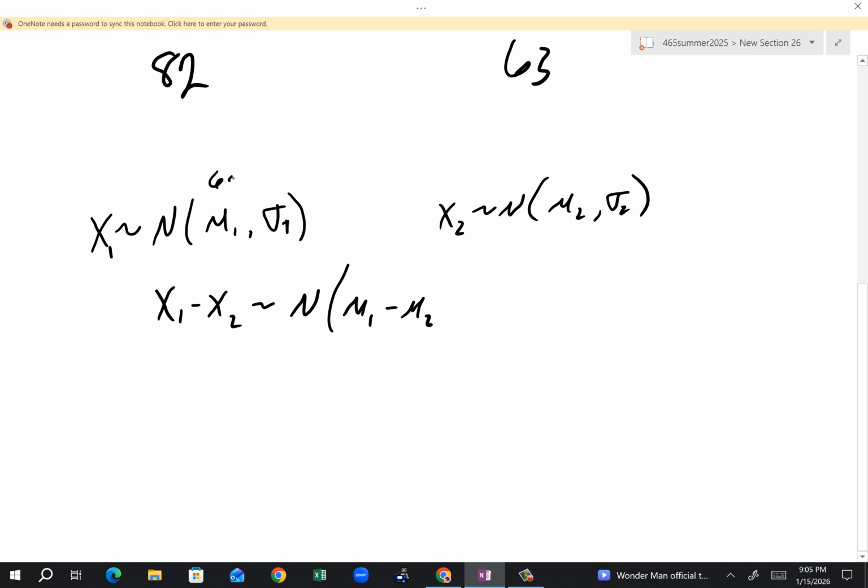So if this was 60 and this was 50, the difference would be 10. Are you with me on that? It makes sense, right? And if I did plus or minus, it'd be either 110 if you add them or 10 if you subtract them. But here's where it gets interesting. The standard deviation is the square root of the sum of their variances.